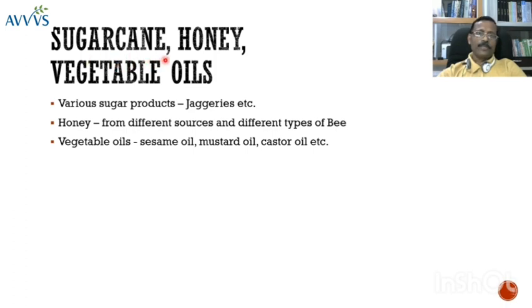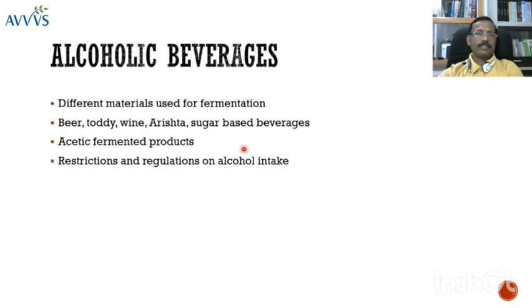And Ikshuvargam is products of sugarcane, like sugars and jaggeries. They are mentioned. The superiority and inferiority of such materials, the best variety, the least variety, something like that. Honey also is mentioned. Vegetable oils like sesame oil, mustard oil, castor oil, etc. are also described there. Alcoholic beverages, different materials used for fermentation. You can make beverages from different materials, plant products, animal products and all. Even sugar you can use for making beverages. Beer, toddy, wine, arista, sugar-based beverages, etc. are mentioned for their qualities and effects in the body.